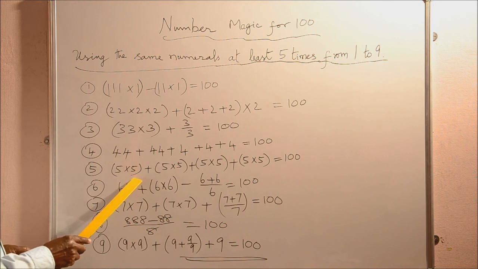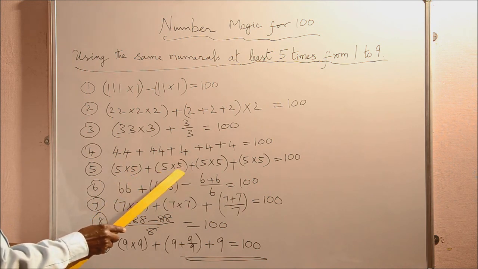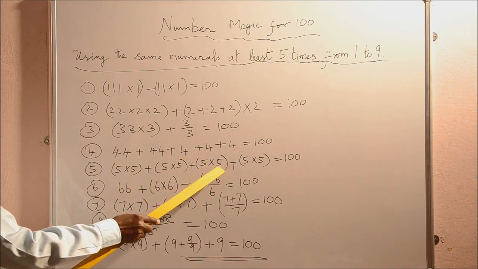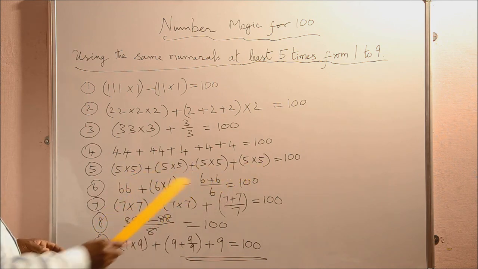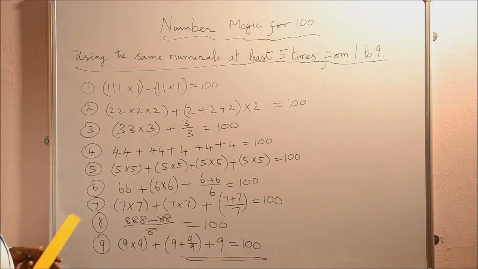Regarding 5. 5 into 5, 25. Again 5 into 5, 25. We are adding 25 four times. Therefore, we get 100 there.